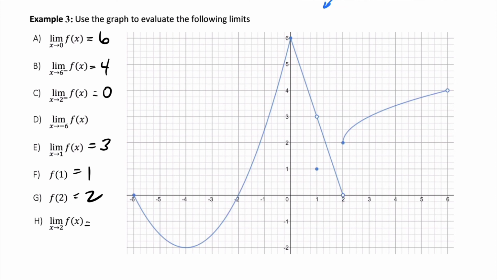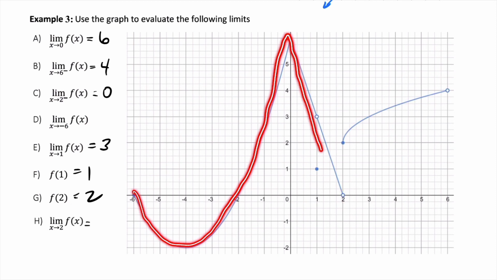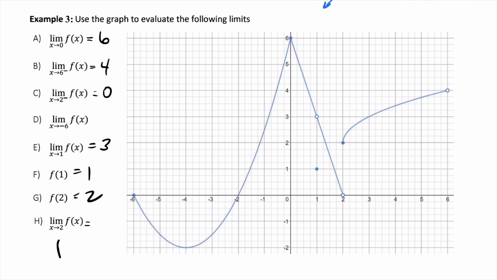Not 0. I heard somewhere over here. Does not exist. Yeah, does not exist. Because if I come from this side over here, I approach 0. If I come from this side over here, I approach 2. Different numbers, so the limit does not exist. Okay, all right.